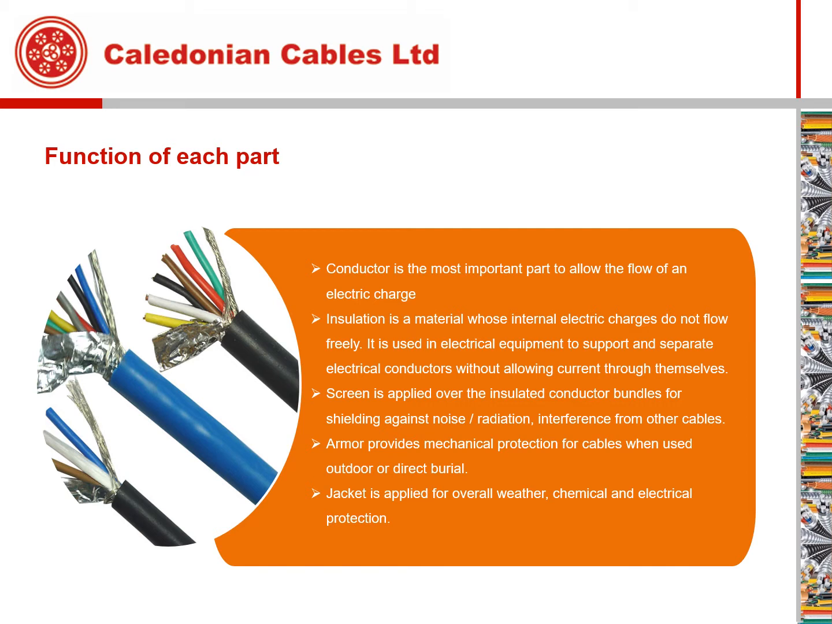Screen is applied over the insulated conductor bundles for shielding against noise or radiation interference from other cables. It includes individual screen IS and overall screen OS. Individual screen is added on a unit group of cores, such as 2 cores twisted pair, 3 cores twisted triple. It's for shielding against interference from other units or groups. Overall screen is added on all the cores. It's for shielding against interference from other cables.